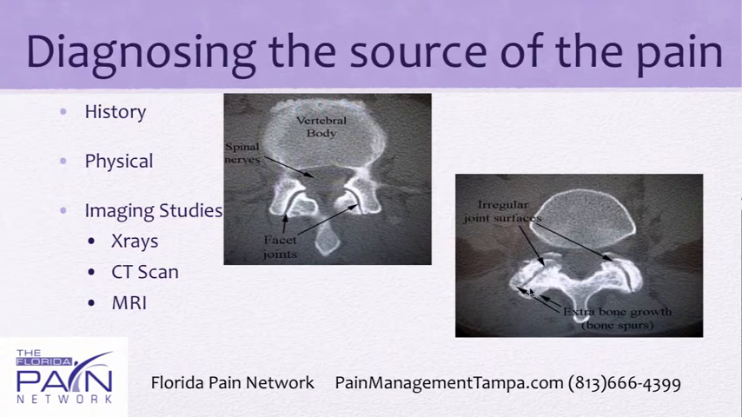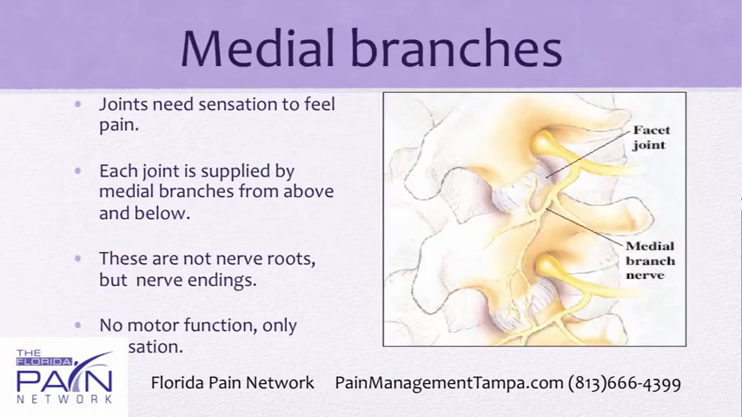And here you have a lot of irregularity in the joint surfaces, a bony overgrowth. You can see here and here with bone spurs. So interestingly enough, this may have no pain whatsoever. It may just be something you see on the CAT scan.